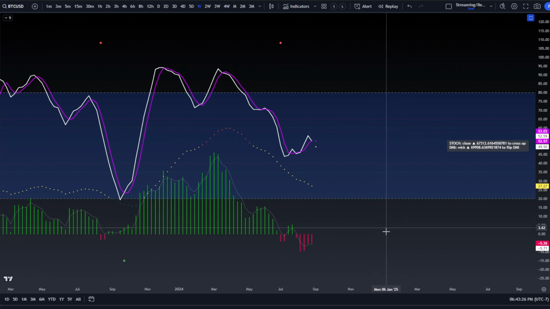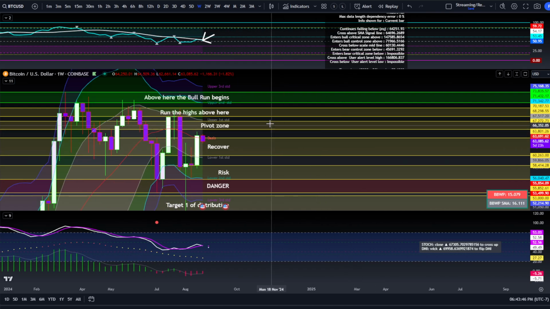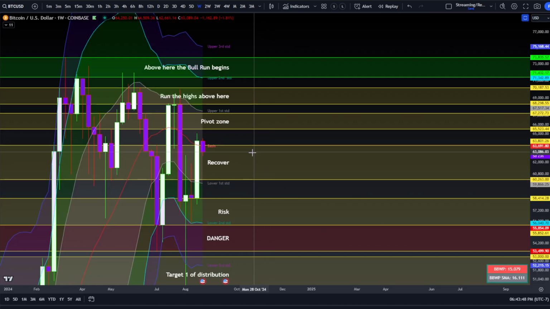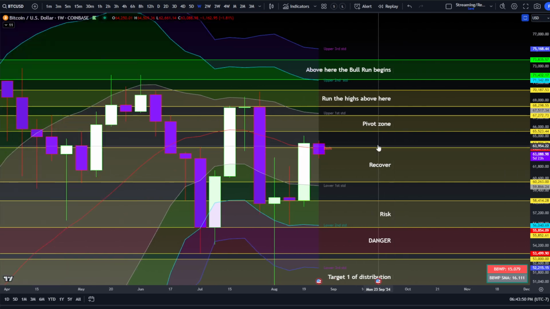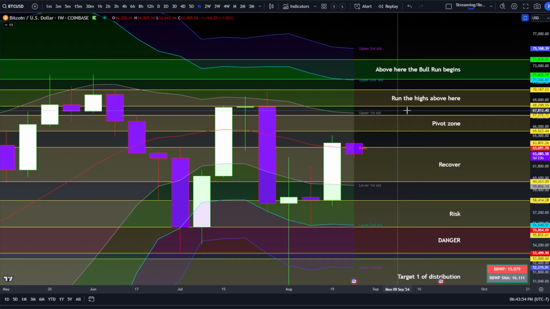Any closes below 67,300. Hey, remember that 67,272 level that I talked about so much? Well, that is now the pivot on the weekly. In order to turn Stoke back to the upside on the weekly, Bitcoin needs to recover the pivot zone. So a close above 67,272 would likely put it right around that pivot for the weekly. And that, of course, is right where the upper first standard deviation is on the weekly right now.